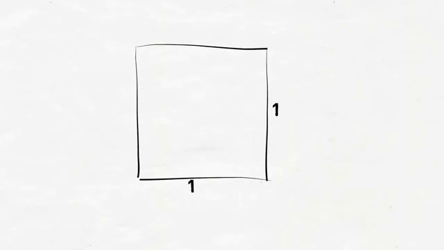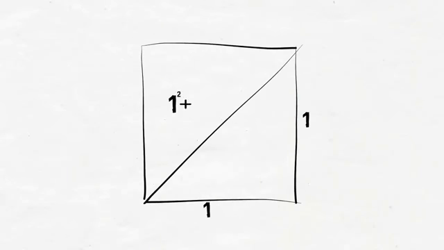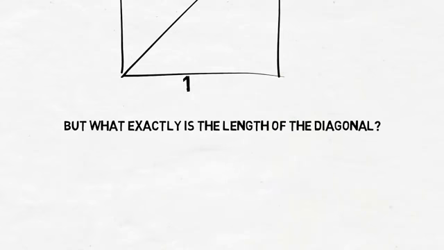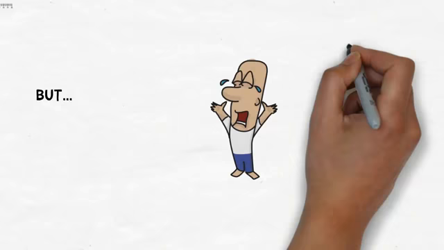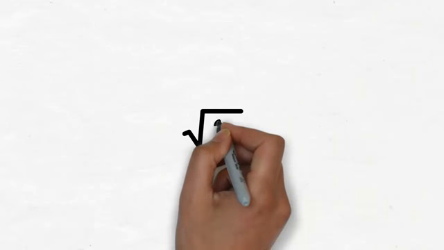Imagine a square with sides 1 meter long. The diagonal of the square is square root of 2 by Pythagoras' theorem, but what exactly is the length? Well, we can attempt to measure it, but you see we'll never arrive at a final value, because of the irrationality of the square root of 2.